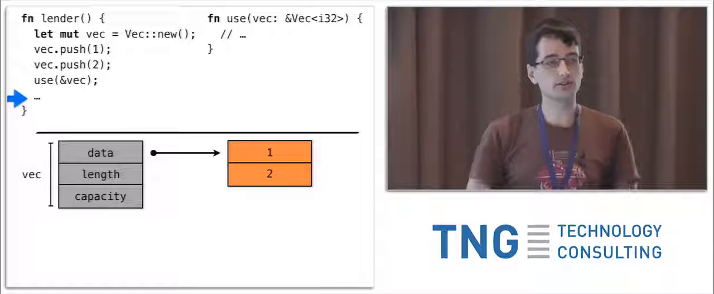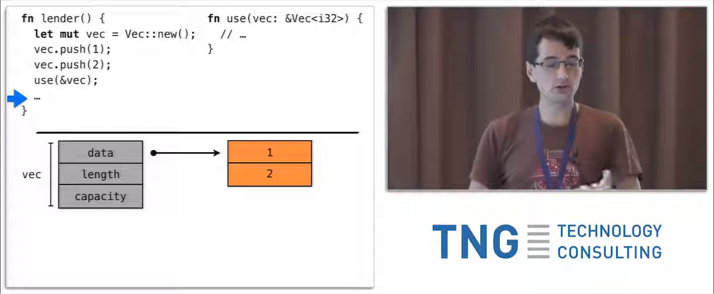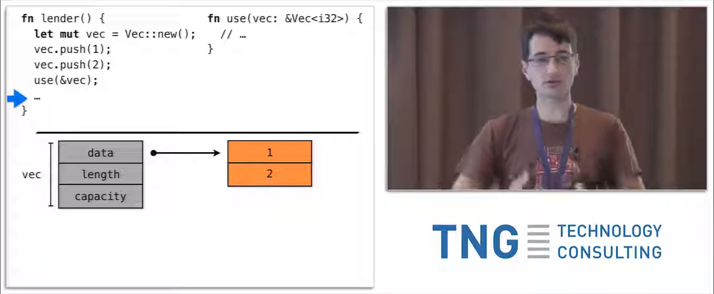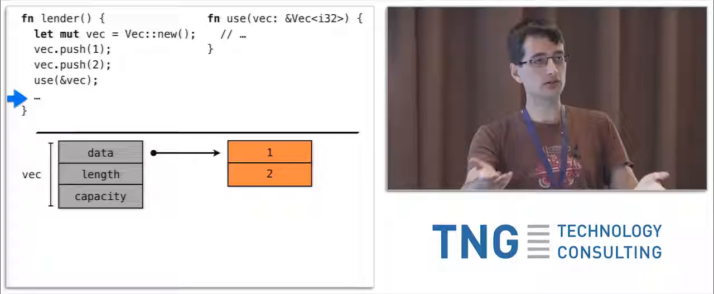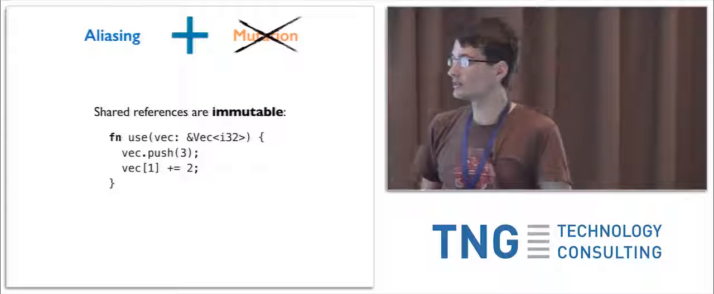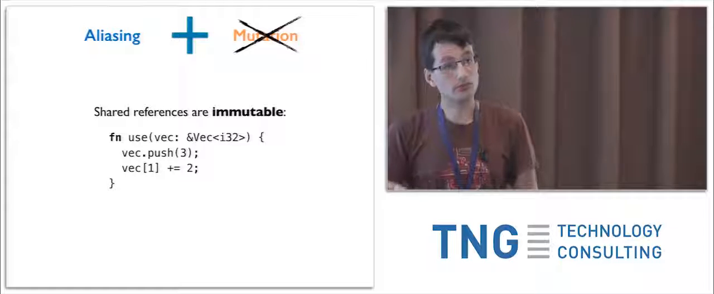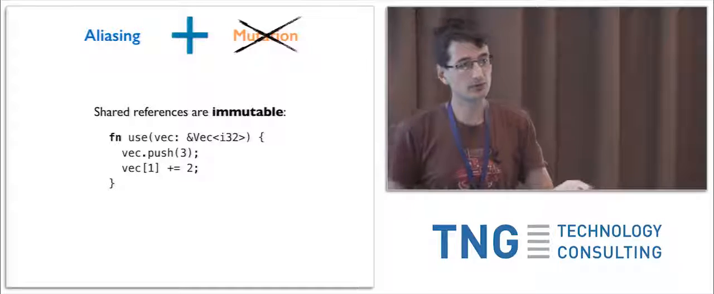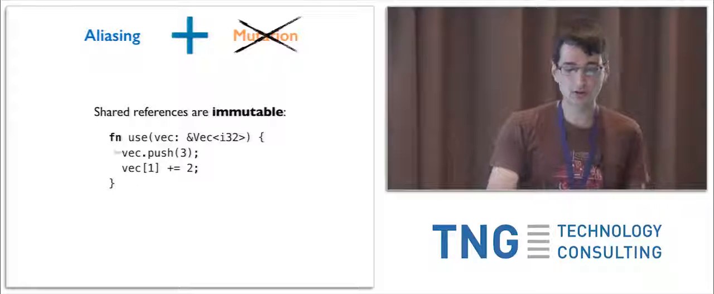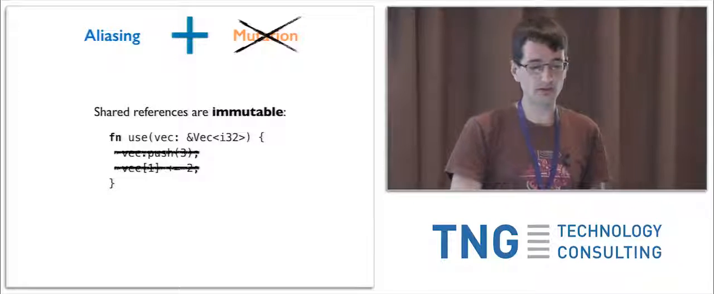And once we've come back to Lender, we can actually continue using the vector because we haven't relinquished ownership to it. We can then mutate it. We could add more things onto it. We could send out a borrow to someone else. And as I was saying earlier, with shared borrows, you can't mutate through this. So for example, in the use function we saw earlier, you can't push some more elements onto it. You can't modify existing elements. These are both going to be disallowed by the compiler.